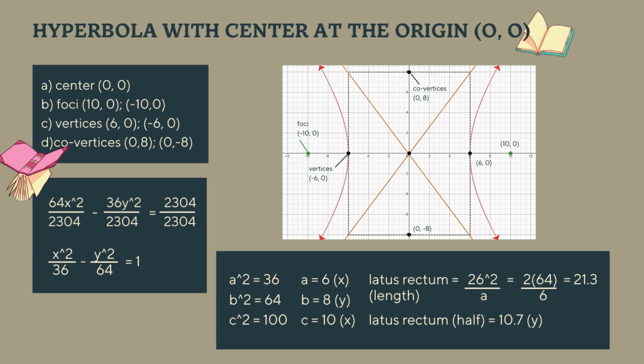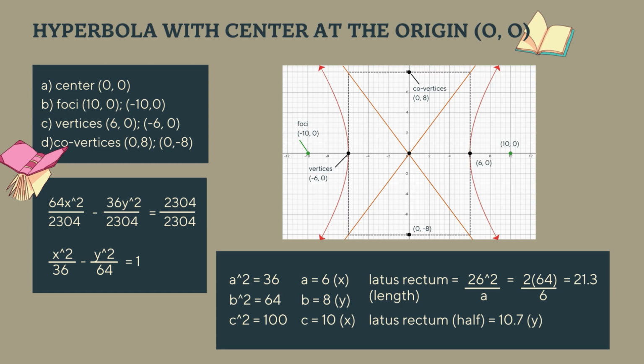Let's label those parts first. We have our a, which is equal to 6, and that's going to be our x, 8 is going to be our y, and 10 is going to be x. Here is our latus rectum. This is the length: 2b squared over a. So 2 times 64 over 6 is equal to 21.3. That's the length of the latus rectum. Half of the latus rectum is 10.7, and that's going to be our y.